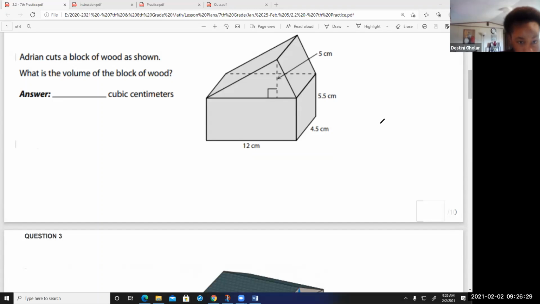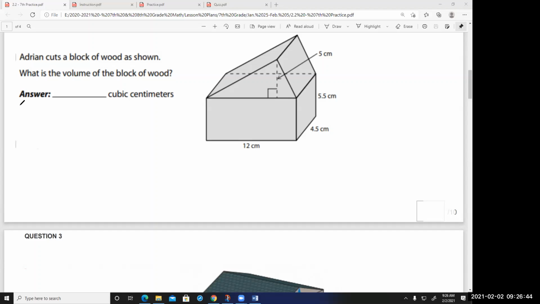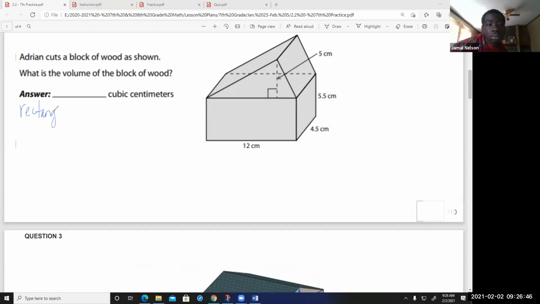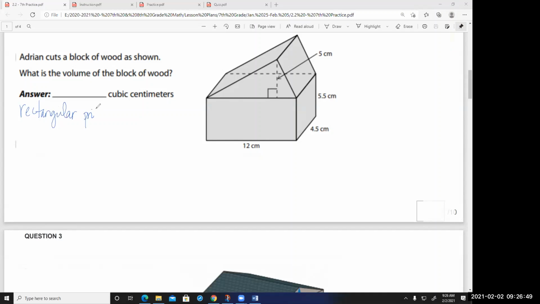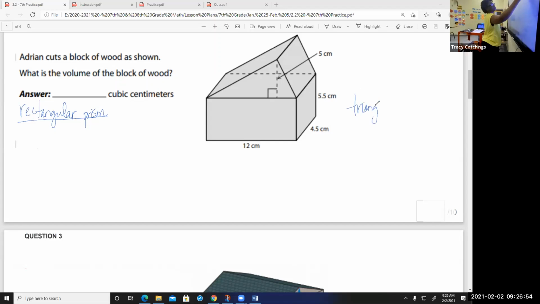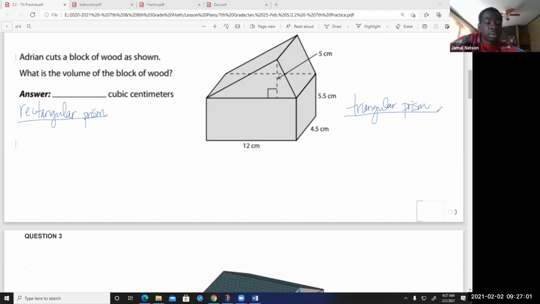What is the volume of the block of wood? All right. What do you recognize about this block of wood? What kind of shapes do you have? A rectangular prism and a triangular prism. Which one we want to look at first? Rectangle or triangle? Rectangle. All right, so looking at that rectangle, what would be the length, the width, and the height?